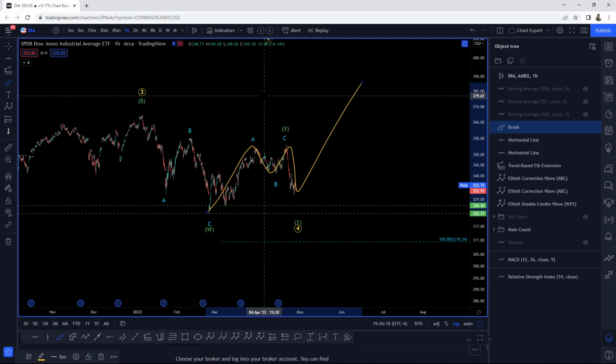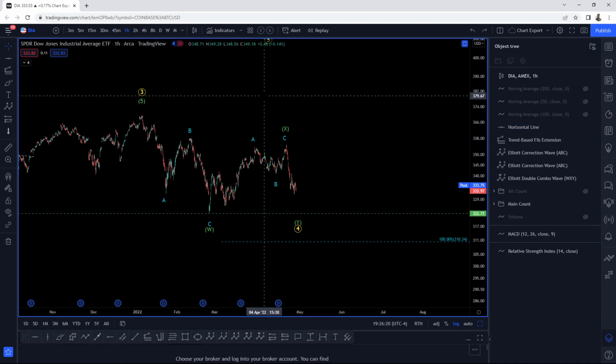So maybe value stocks are showing us a little bit more of strength, but at this point in time, we are not looking good for the rest of the indices.